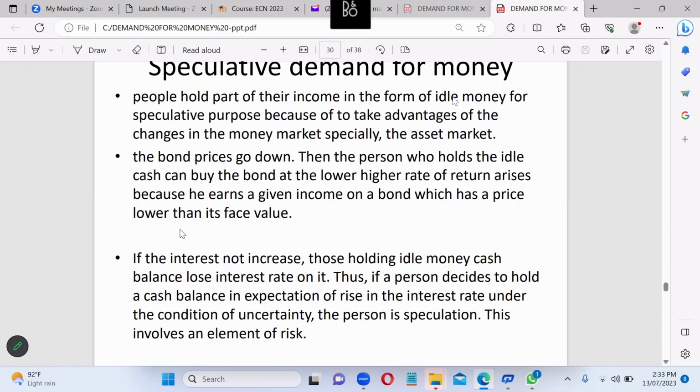Once the interest rate is high, we are going to invest in the financial sectors. That's the thing in the speculative demand. So here, the speculative demand for money and the interest rate have a negative relationship.